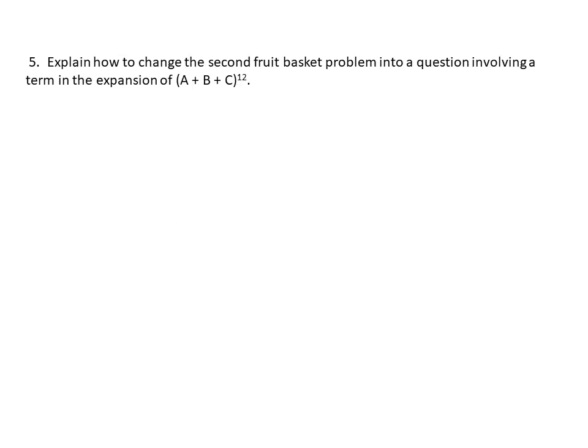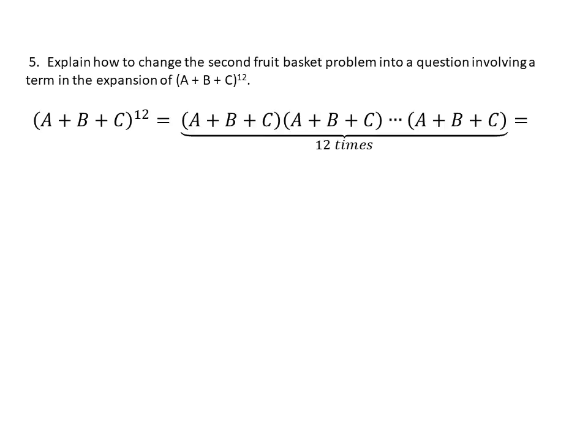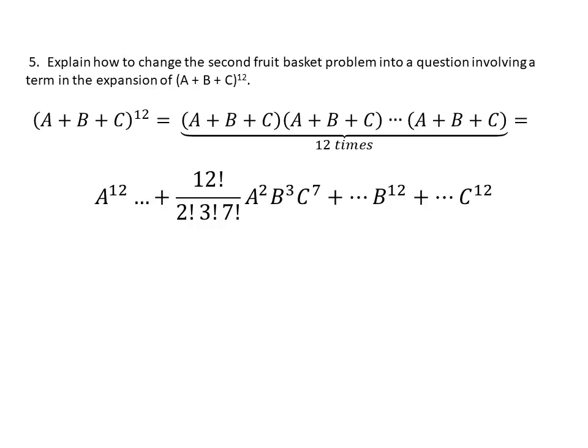Likewise, explain how to change the second fruit basket problem into a question involving a term in the expansion of the quantity A plus B plus C raised to the 12th. If you've never seen the multinomial theorem, this one might be tough. But the logic is the same. You take A plus B plus C to the 12th, write out all 12 of those. Think of those as 12 fruit baskets with 3 different items in them. And we're talking about one of the terms in that expansion.